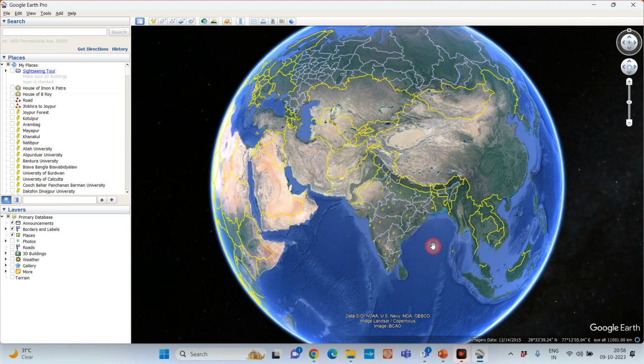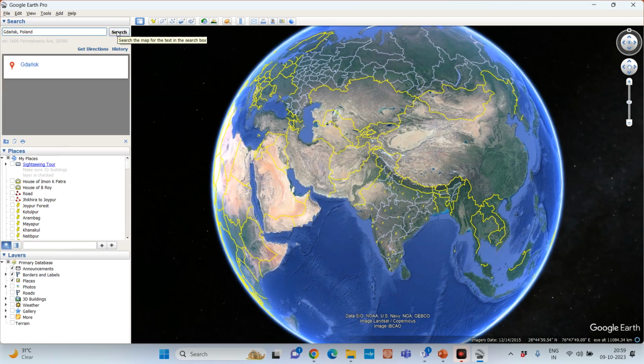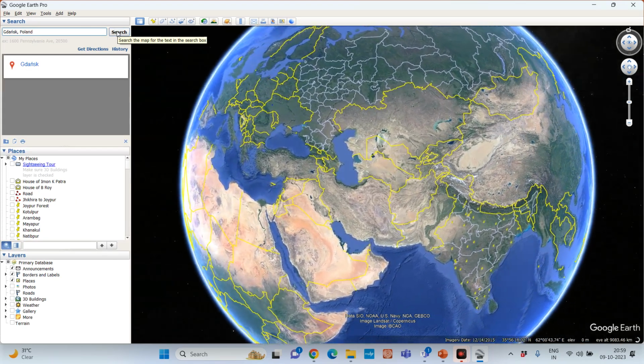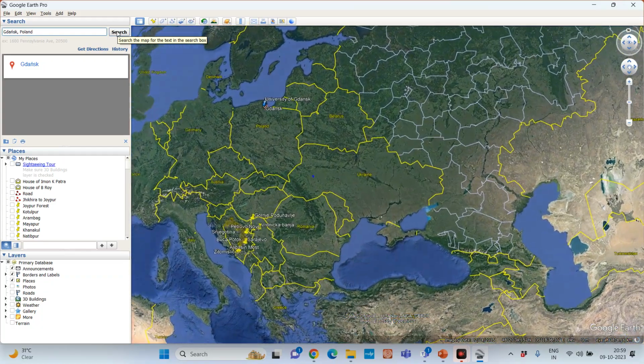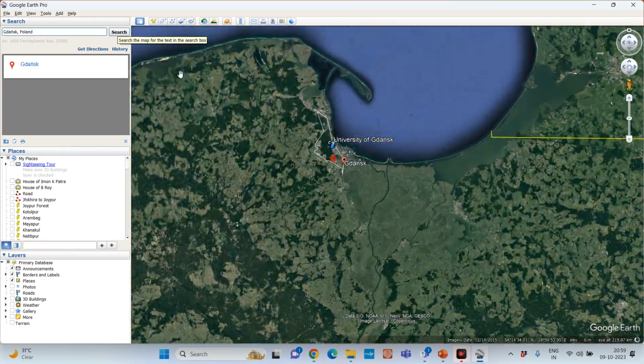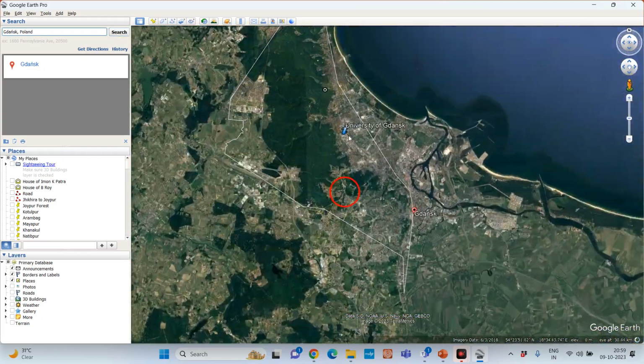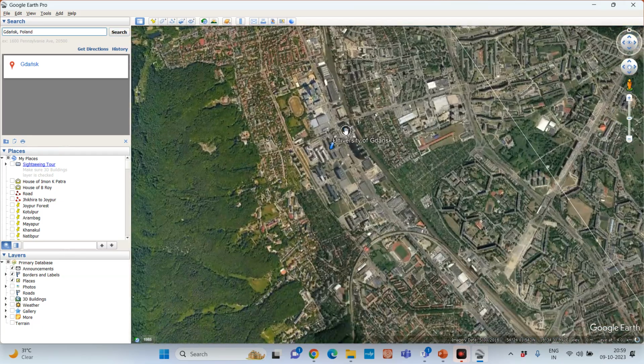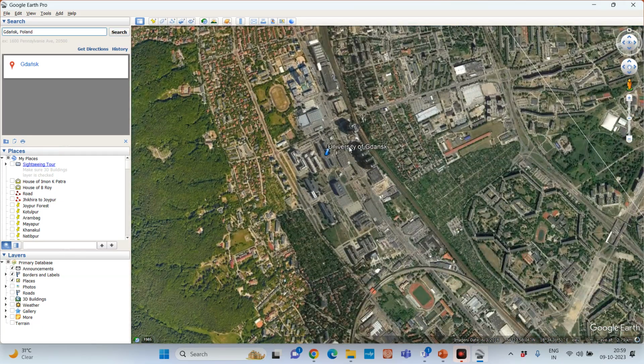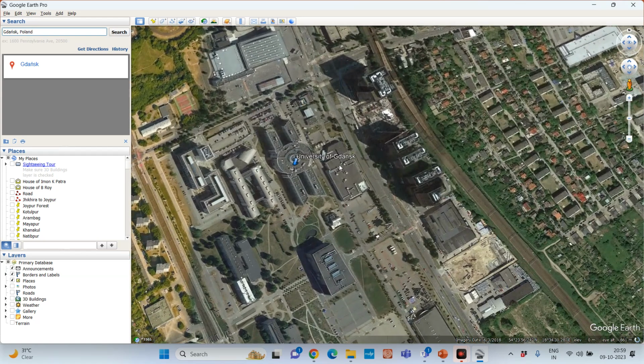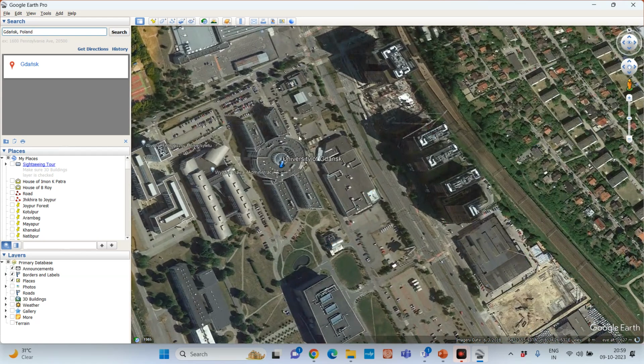demonstration. So now, suppose I just go to Gdańsk. Okay, so if you go to Gdańsk, the University of Gdańsk is located here. This is our university, and suppose this is our geography building. I think this one, no?